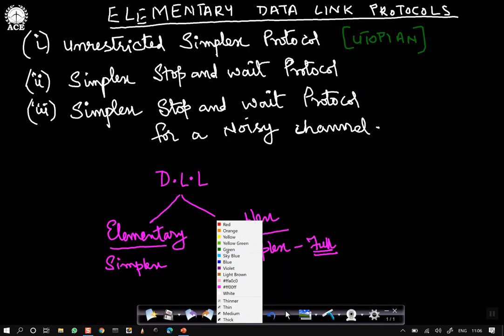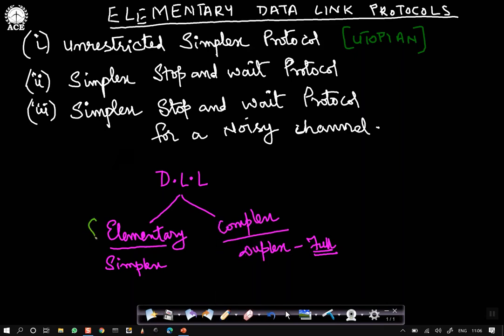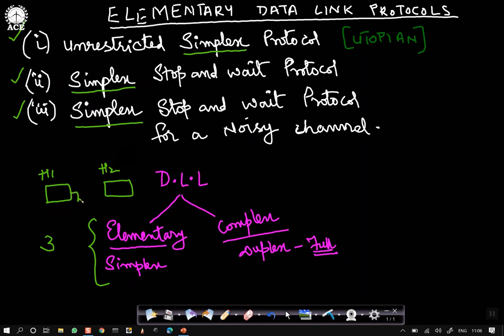Let me explain what I mean. There are three protocols here, the ones I have highlighted: 1, 2, 3. Look at that, simplex, simplex, simplex. Simplex means the communication will be only from one machine to the other. Host 1, host 2, connected by means of some communication medium. So host 1 would like to send data to host 2. Host 2 will not send any data to host 1. This is called simplex, one way. So simplex means one-way communication.